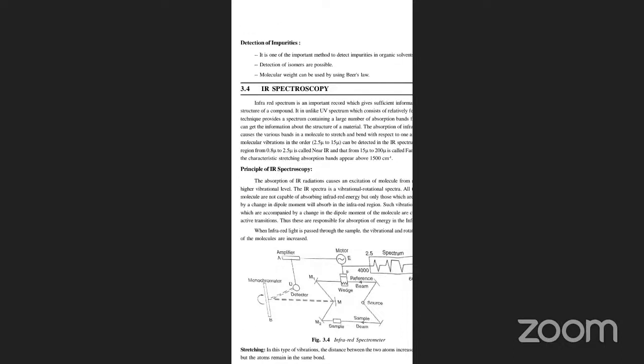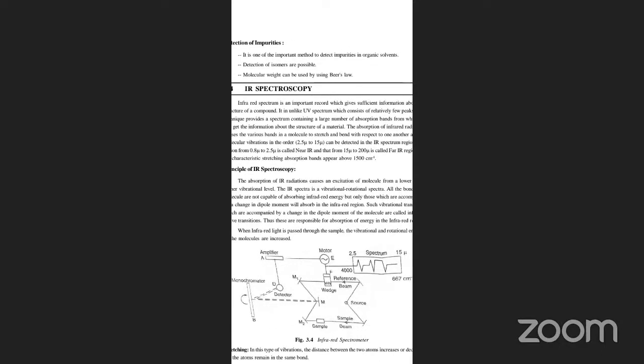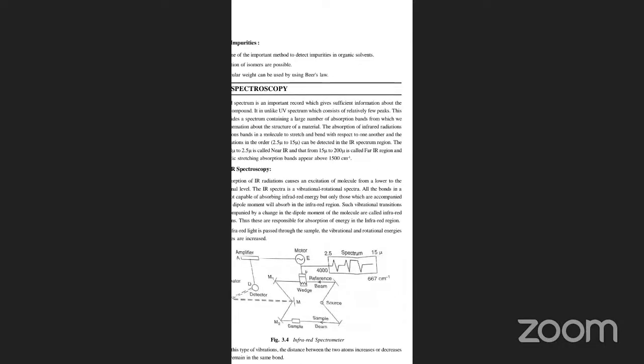IR spectroscopy. Infrared spectrum is an important record which gives sufficient information about the structure of a compound. It is unlike the UV spectrum, which consists of relatively few peaks. This technique provides a spectrum containing a large number of absorption bands, from which we can get the information about the structure of a material. The absorption of infrared radiation causes the various bonds in a molecule to stretch and bend.